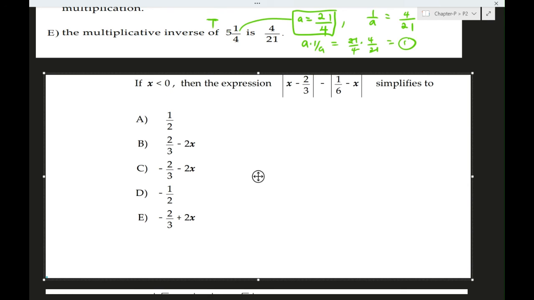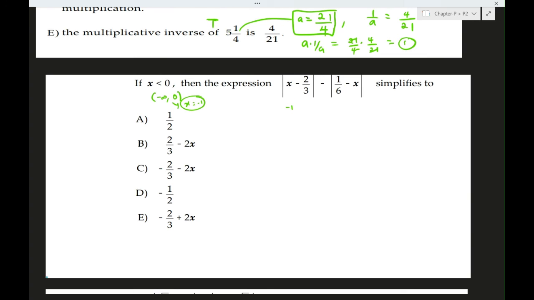We have the condition that x is less than 0. So if x is less than 0, it means you can take any number between minus infinity and 0, open, right? And for us to remove the absolute value, we need to check what is the quantity inside the absolute value, right? So for example, let's test x to be maybe minus 1.